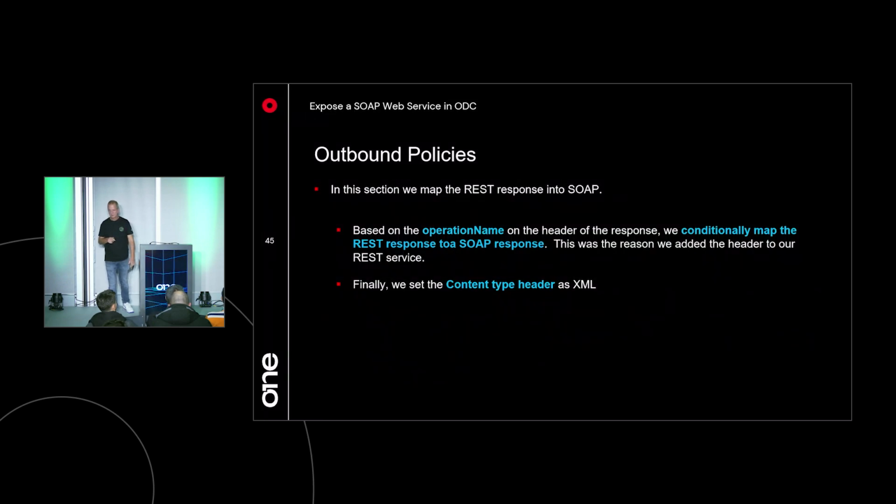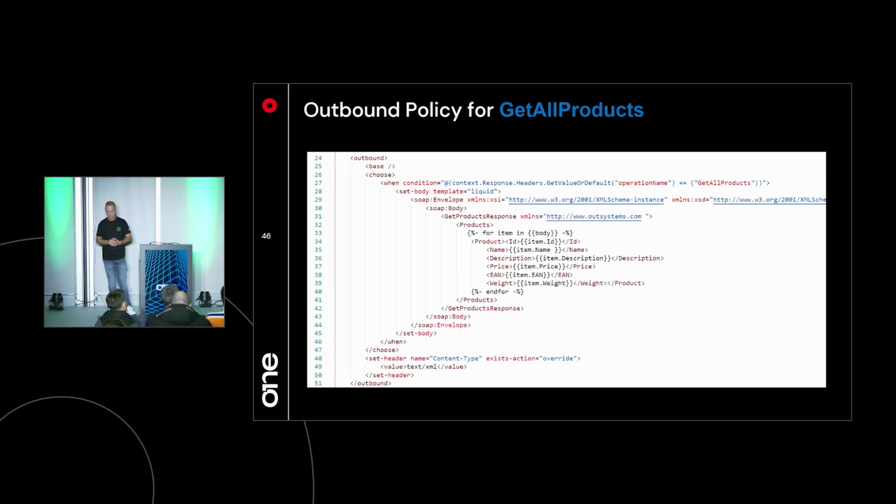Then on the outbound policy, this is the part where we map the REST response back to a SOAP response. There, based on the operation name, we know what to map. And we need to ensure that what SOAP receives is of content type XML. So this is the get all products outbound policy that you need to set up.